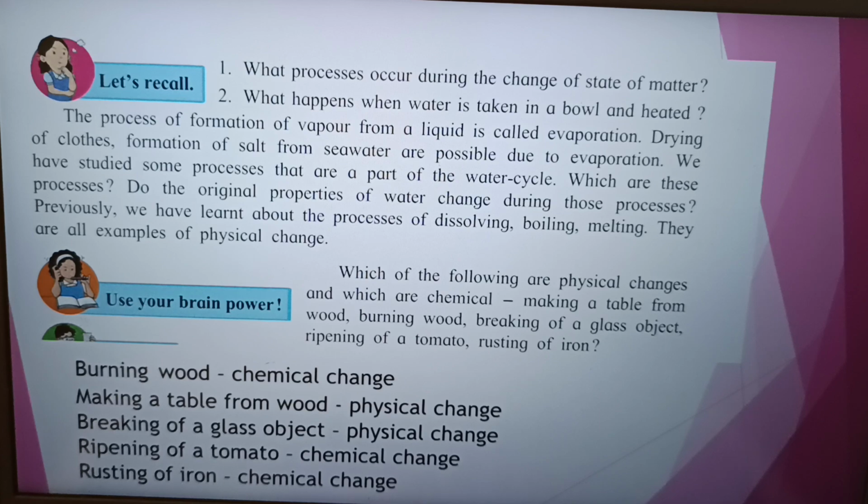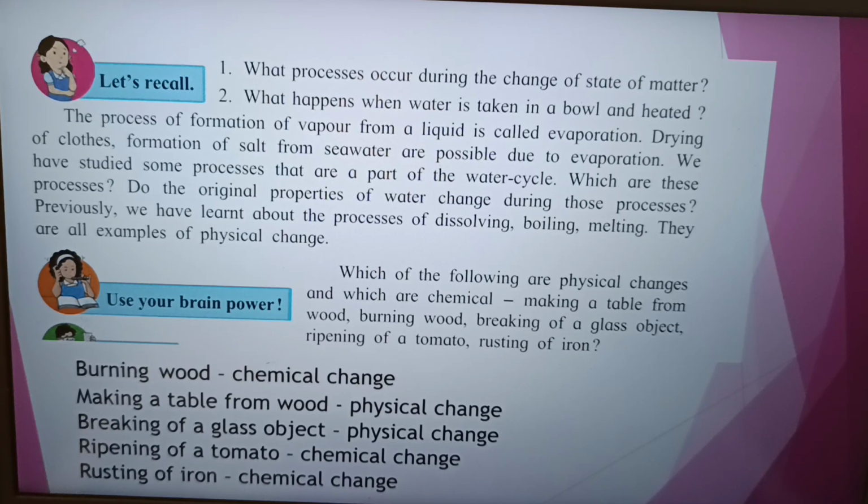And we have studied some processes that are a part of the water cycle. So we have studied the water cycle as well. What are these processes? We know this. Do the original properties of water change during those processes? So this we are going to discuss in the question and answer session.